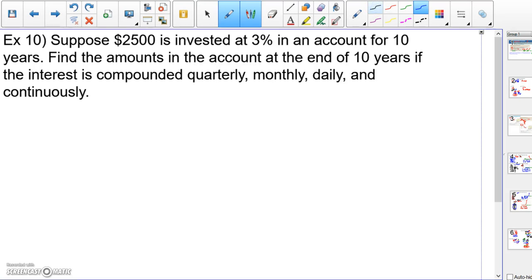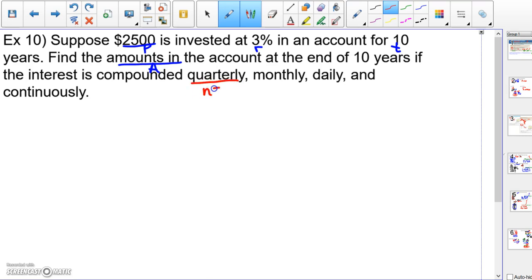Example 10. Suppose $2,500 is invested, that makes it the P number, at 3%, that's R, in an account for 10 years, that's T. Find the amount in the account, so we're finding A, at the end of 10 years, if the interest is compounding quarterly, monthly, daily, and continuously. So they want me to do this problem 4 times.